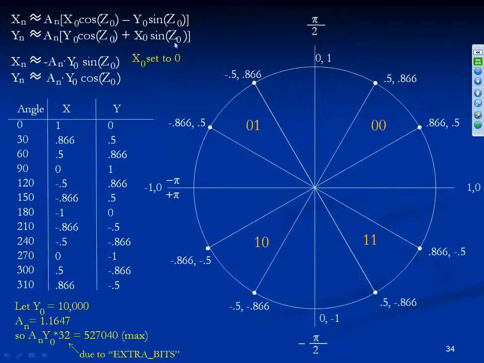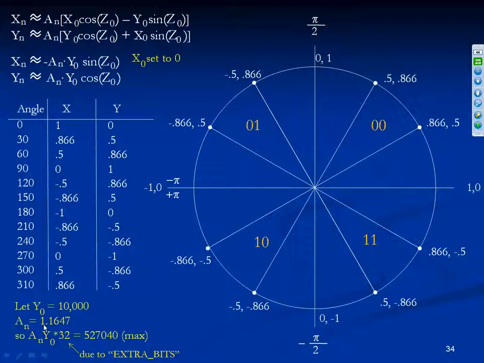So here we have our original CORDIC equations, and here's what we have if we set x equal to 0. We have these equations. This is what it's going to produce. So let's assume that we've set x of 0 to 0, and we're going to set y of 0 to 10,000, just for an example, because I'm going to show you a simulation here, a simple simulation.